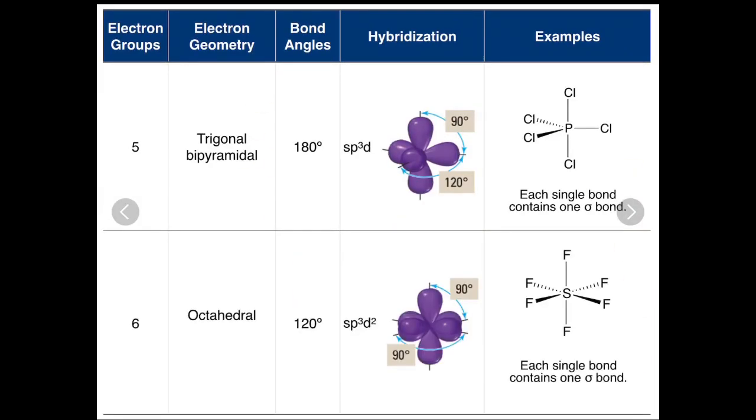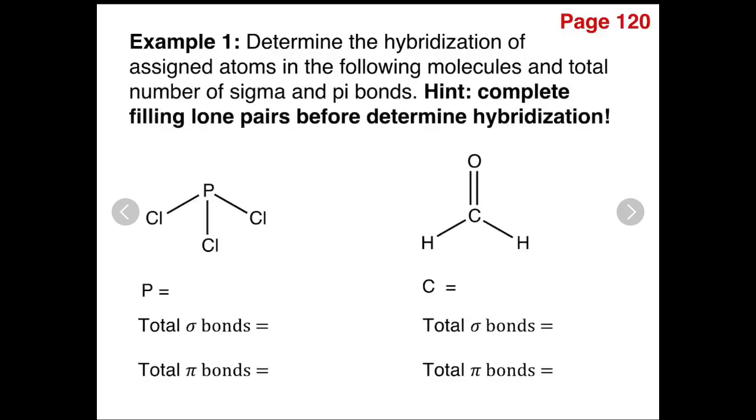For the last two, you don't need to be able to draw the diagram, but you will need to be able to relate the electron domain geometry to the hybridization. So trigonal bipyramidal would be sp3d, octahedral would be sp3d2. Okay, so now let's take a look at an example. We already saw the theory.